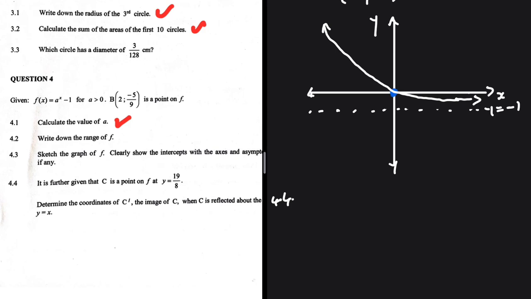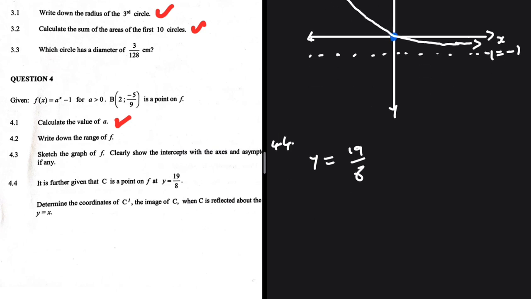It is further given that C is a point on f at y is equal to 19/8, right? And then the question: determine the coordinates of C prime, the image of C when C is reflected about the line y is equal to x. So that reflection, if we have (a, b) and we reflect about the line y is equal to x, we have (b, a). They just interchange. But we are only given the value of y. So it is up to us to find the value of x.